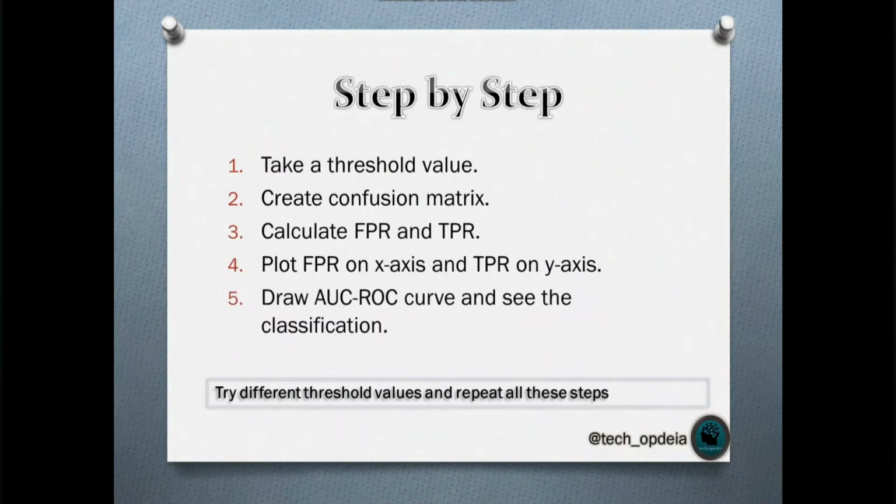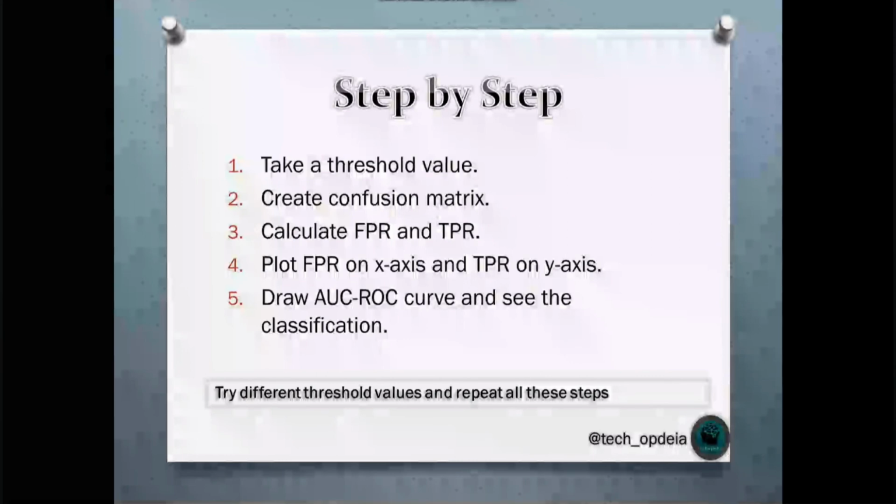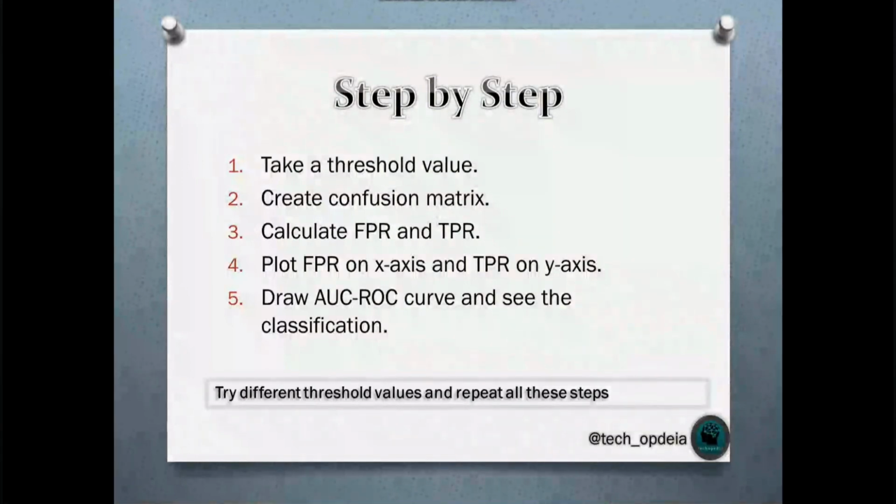These are the step-by-step measures to implement AUC ROC curve. First, take a threshold value. Then create a confusion matrix of false positive, false negative, true positive and true negative. Then calculate FPR and TPR. In my previous video, I have shown how to calculate TPR and FPR, so you can watch that video and try implementing FPR and TPR.